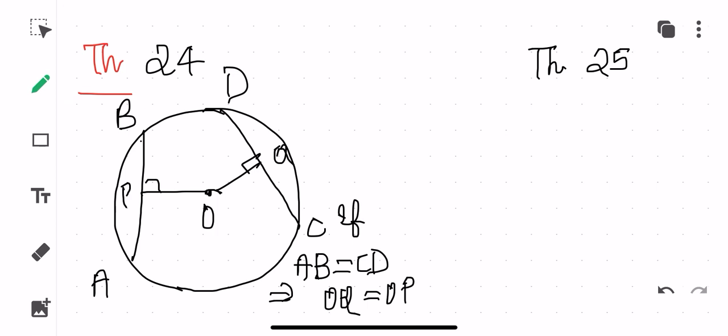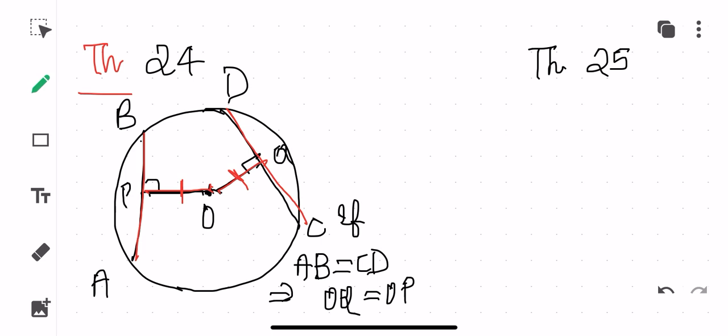If two chords are equal, and from the center you drop perpendiculars to both the chords, then the lengths of both these perpendiculars are going to be equal. It means OP is going to be equal to OQ. So this is our theorem: suppose in a circle you have two equal chords, then if I drop perpendiculars from the center to both the chords, these two perpendiculars are going to be equal to each other.